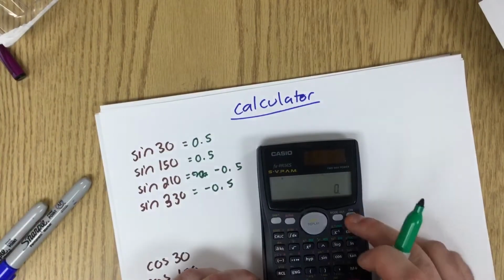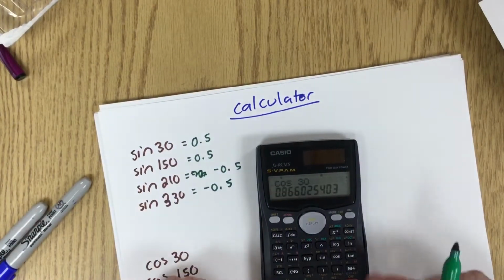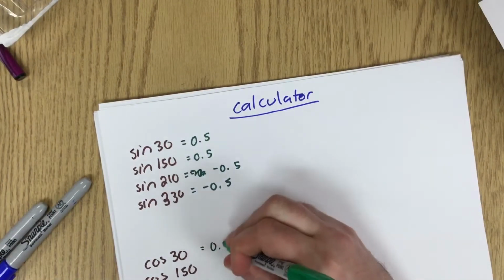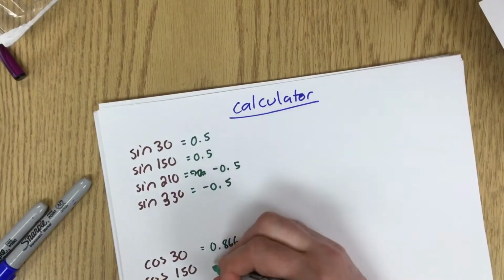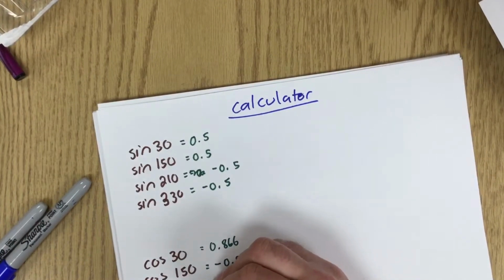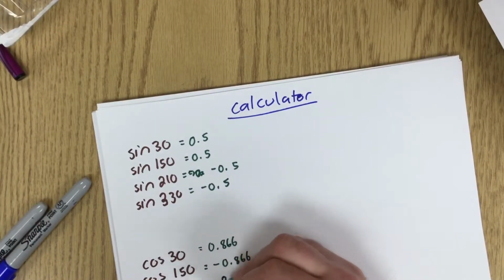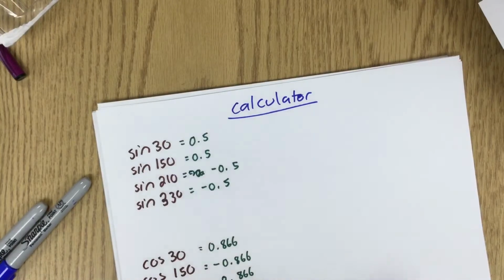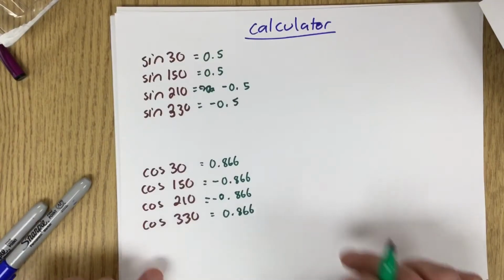The cosine of 30 is 0.866, and as you go through them, you'll find that this one is negative 0.866, negative 0.866, and positive again, 0.866. Keep those handy.